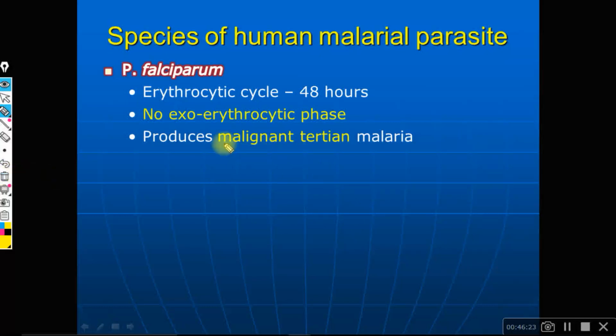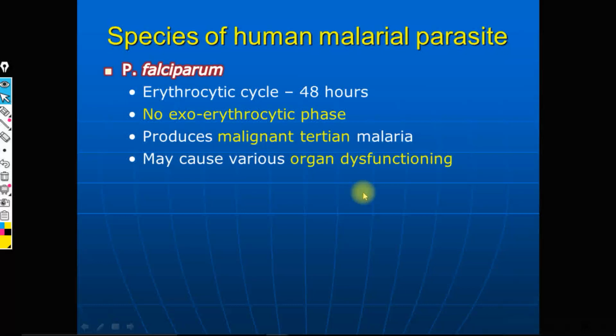Such complications and organ dysfunction are common with falciparum, and that's why mortality and lethality are very high. Because of this organ dysfunction it is considered a lethal strain, and that is why we call it malignant tertian malaria. The malaria produced by falciparum is called malignant tertian malaria.